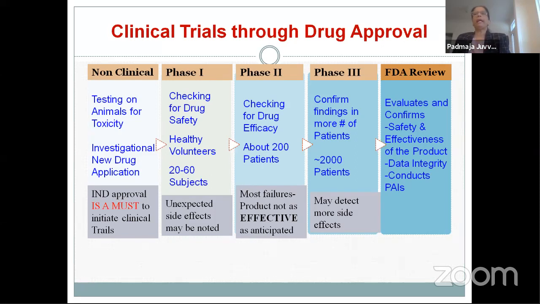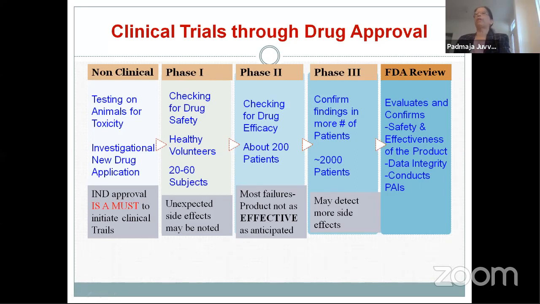So as we have discussed in different ways from the beginning, the non-clinical studies or testing is done on animals for toxicity. Once the toxicity data is achieved, it is required that the investigational new drug application is submitted to FDA, and IND approval is a must to initiate the clinical trial. And then we go on to the phase 1.